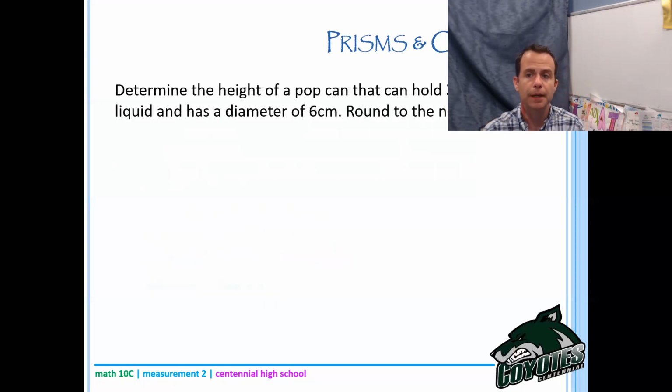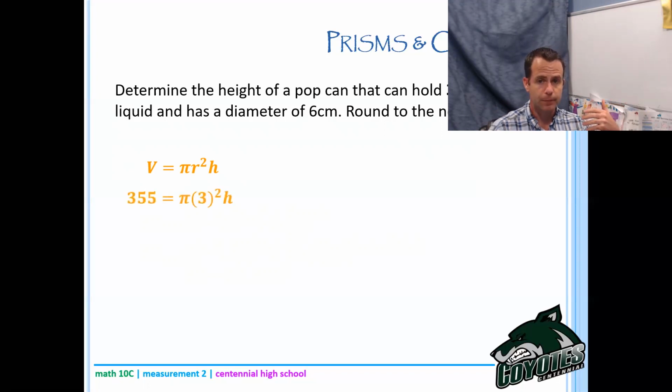Determine the height of a pop can that can hold 355 centimeters cubed of liquid and has a diameter of 6. Round your answer to the nearest tenth. So we start with the formula, we fill in all the things we know. We know we're talking about the volume of a cylinder, so that's pi r squared height. I know the volume's 355, so I'm going to replace my V with 355. I know my diameter is 6, so I can replace my r with 3. Okay, 3 squared is 9, and so I end up dividing both sides by 9 pi.